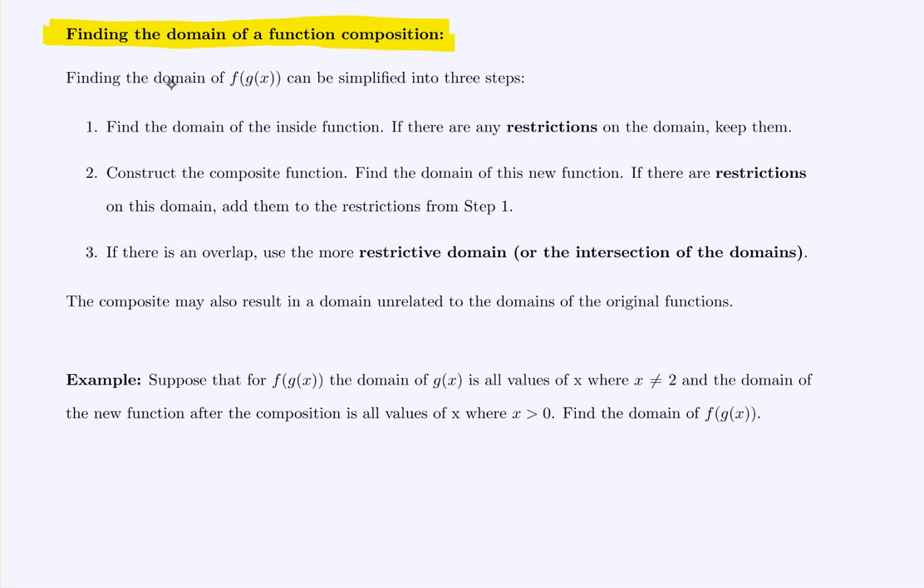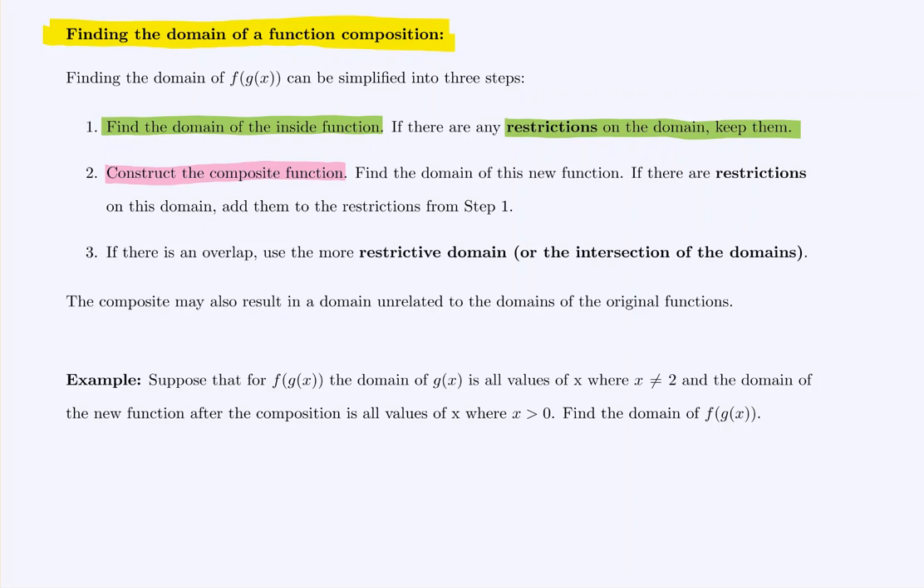So finding the domain of f of g of x can be simplified into these 3 steps. First, you need to find the domain of the inside function. In this case, the inside function is g of x by how it's written here, but we might leave it more general based on your future example. So finding the domain of the inside function is step 1. If there are any restrictions, keep them and maybe box them so you can find them later. Then you construct the composite function. Find the domain of this new function, and we will have simplified as much as possible there.